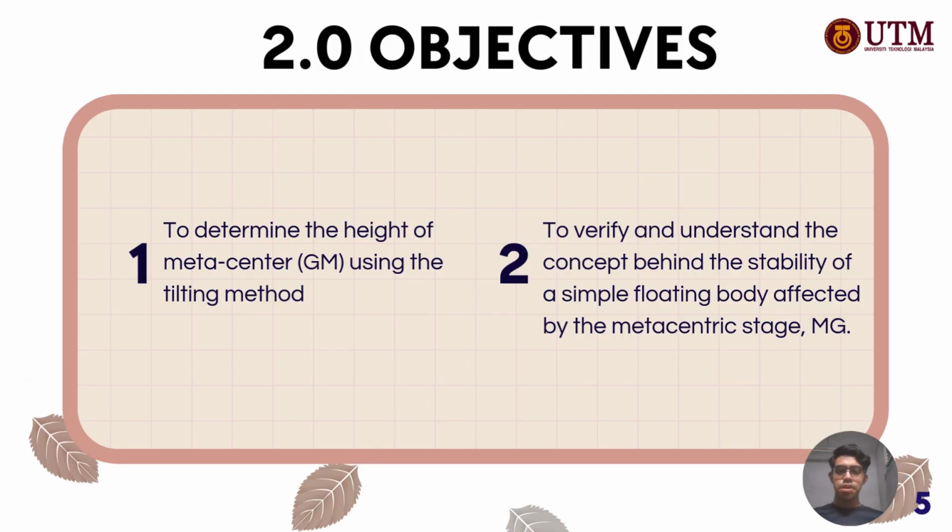Next, the objective for this experiment is, first, to determine the height of the metacenter, GM, using the tilting method. Second, to verify and understand the concept behind the stability of a simple floating body affected by the metacentric height, GM.